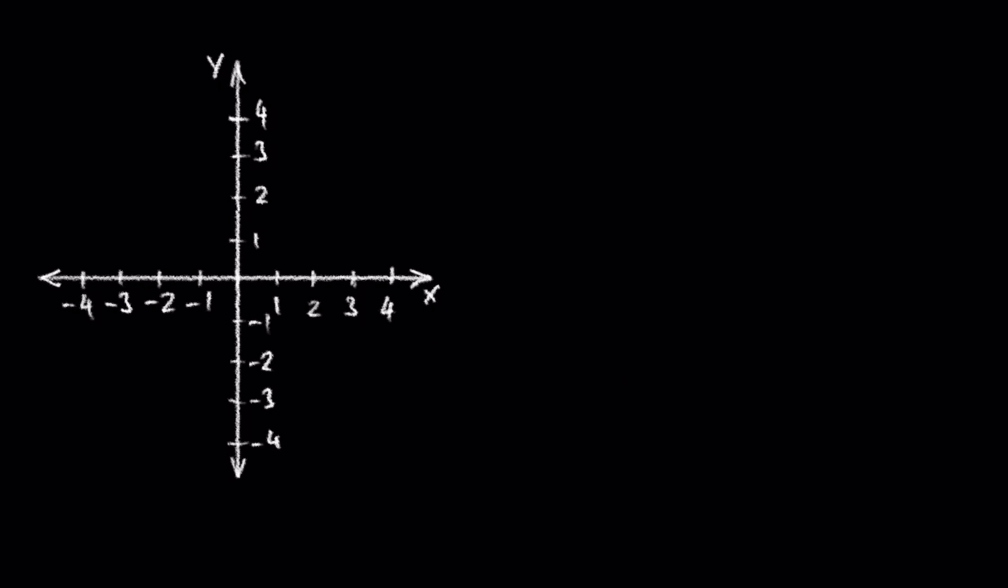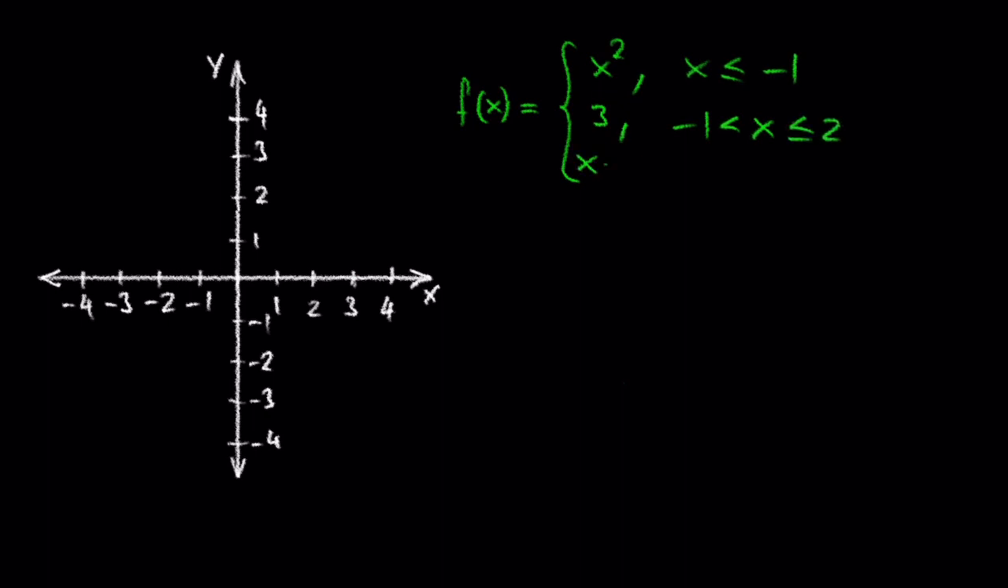Today I'll show you how to graph a piecewise function. Let's say we have the function f of x equals x squared if x is less than or equal to -1, 3 if x is greater than -1 and less than or equal to 2, and x minus 4 if x is greater than 2.